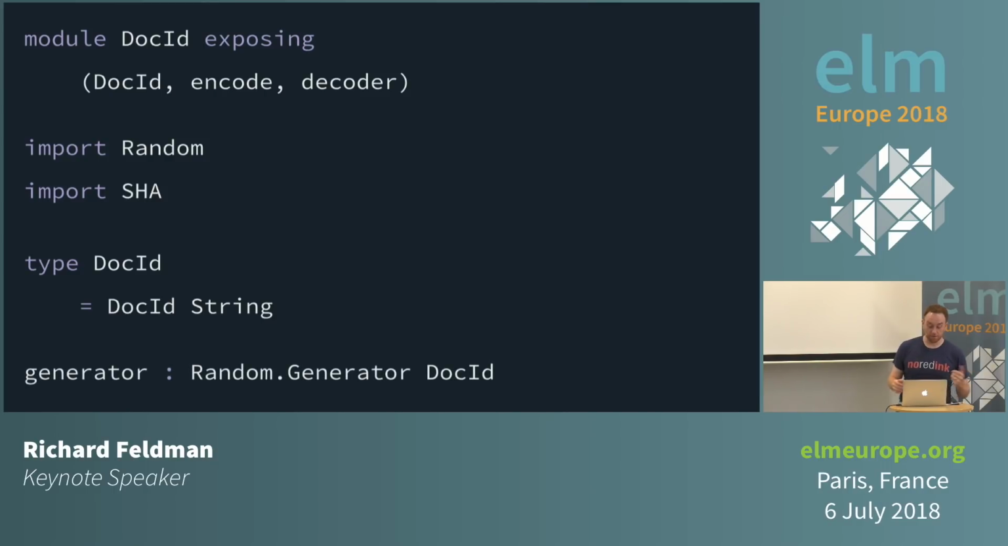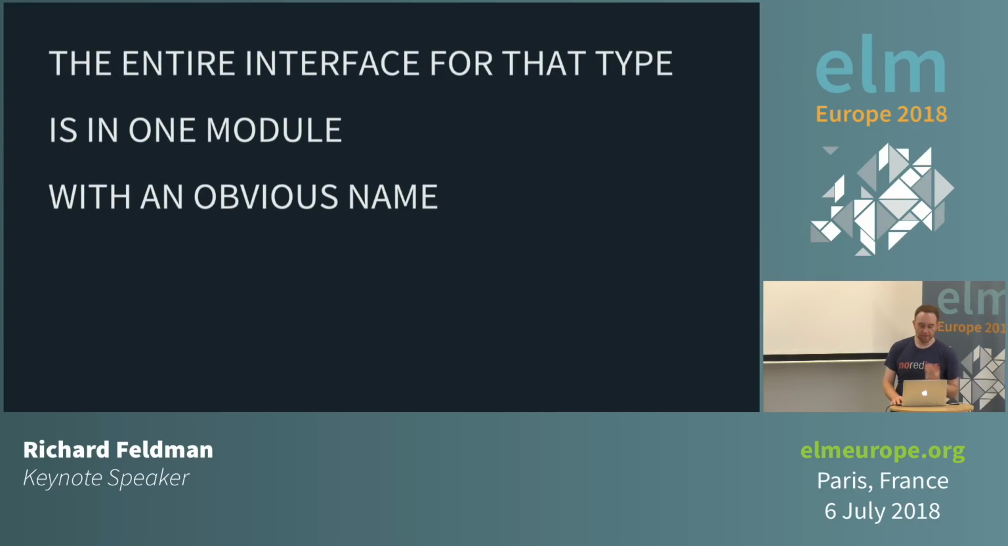And so what I can do is expose a generator, and it's just going to be a Random.Generator DocID. That's it. That's the way you can get one of these. And I'll expose that too. What's cool about this is that I've made it very clear how this API works. Again, you can decode one of these from JSON, or you can randomly generate a new one. You cannot give me a string and make one. I just do not permit that in my API, because that's not how it's supposed to work. I've encoded that right here in this module. I've said this is how you get new ones. You can generate a new one at random, or you can get one from the server. That's it. So the entire interface for this type is in one module with an obvious name. It's just DocID. So I see DocID.decoder, DocID.generator.